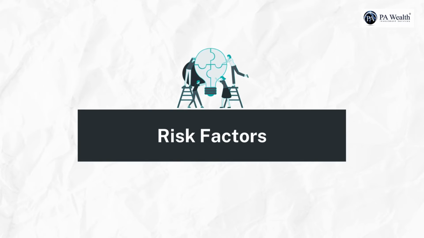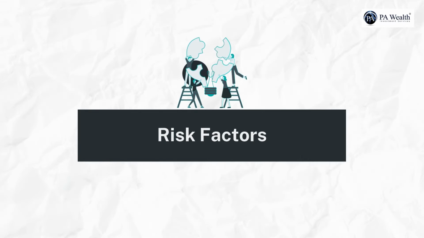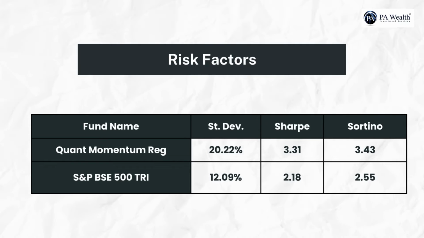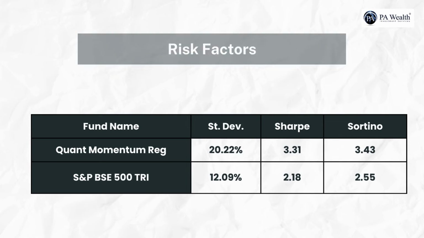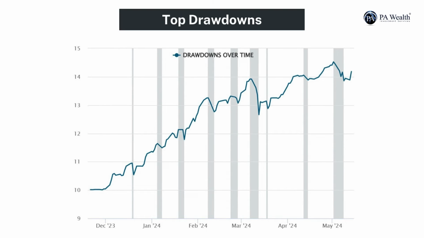Now, let's look at the various risk factors associated with the fund. First, valuation measures. This table shows that the Quant Momentum Fund has a higher standard deviation than S&P BSE 500 index. The Sharpe ratio and Sortino ratio both show that the Quant Momentum Fund has a higher risk-adjusted return than the S&P BSE 500 index. Second, let's take a look at the top drawdowns. Here is the historical drawdown chart of the Quant Momentum Fund. It gives you insights into how the fund performed during market downturns.